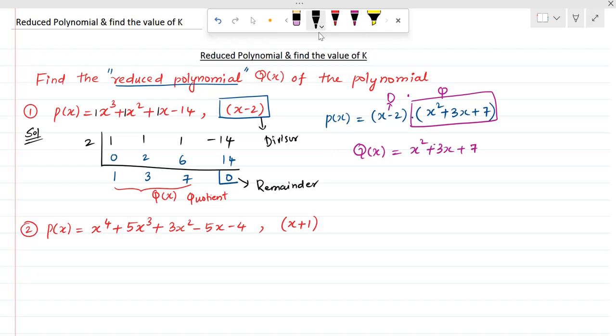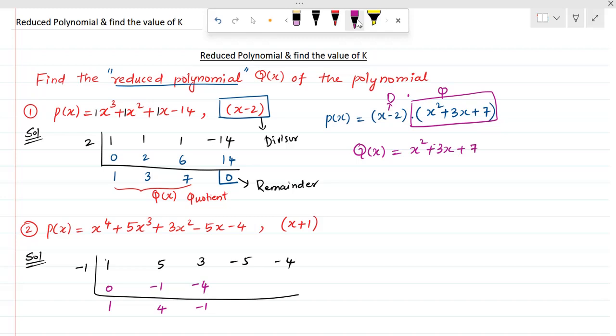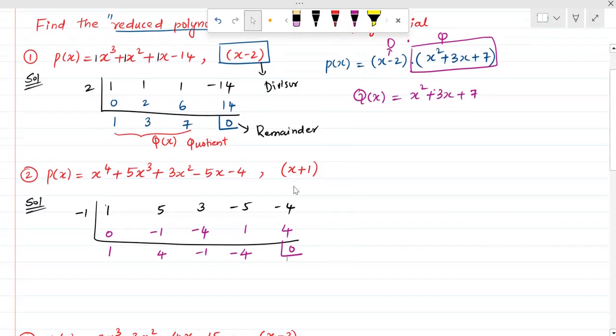Now the next one we will try with the same thing. 1, 5, 3, minus 4, and minus 4, and I have to divide by the factor minus 1. Start the process. 1, minus 1, 4, minus 4, minus 1, multiply 1, minus 4. When you multiply, it becomes plus 4. Now what is the quotient?